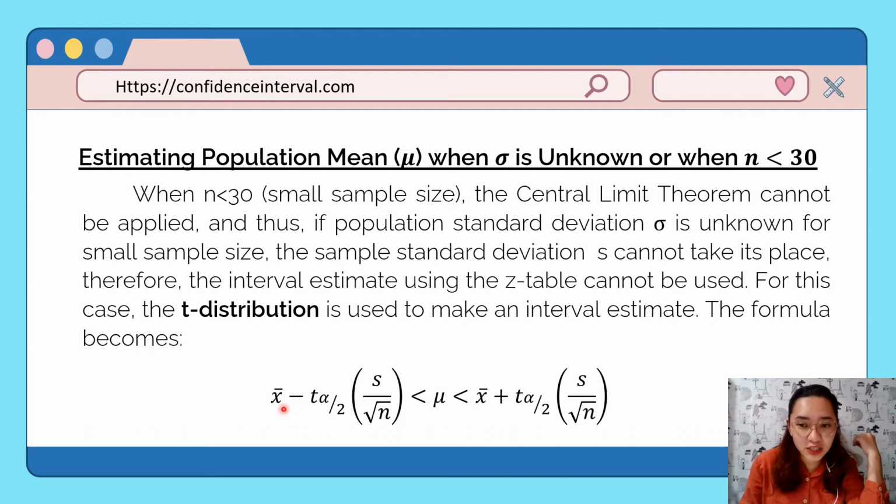Ayan. So, mapapansin nyo, ganun din naman po siya. Ang pinagkaiba lang, yung margin of error po natin ay iba na po yung way ng pagko-compute. Yung gagamitin na nating confidence coefficient ay manggagaling na po sa ating t-distribution or t-table.